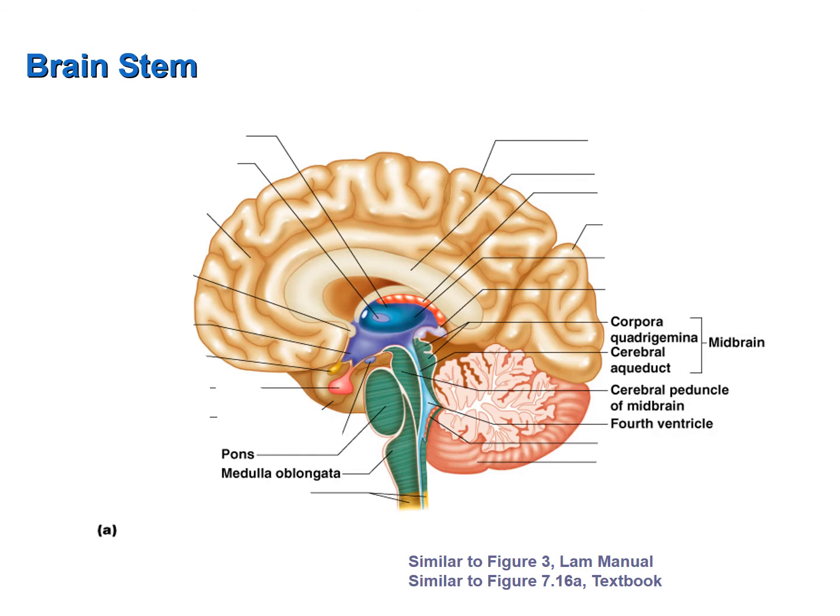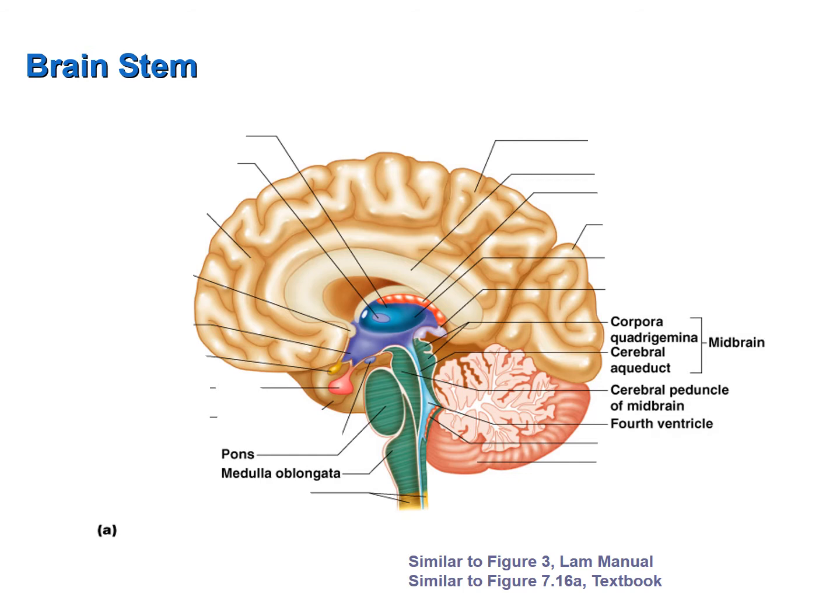It's called the corpora quadragemina, and students often have challenges pronouncing this. Let's break this word down. Quadra, quad, four. Gemina, Gemini, twins. The person who named this structure thought it looked like two sets of twins.